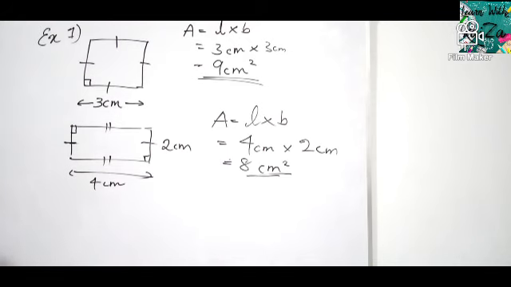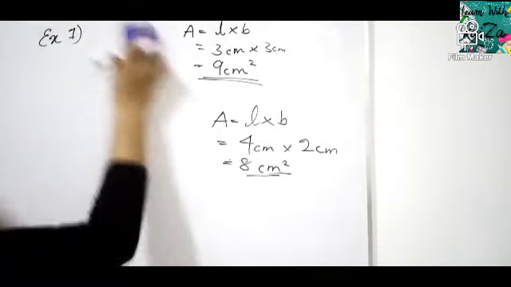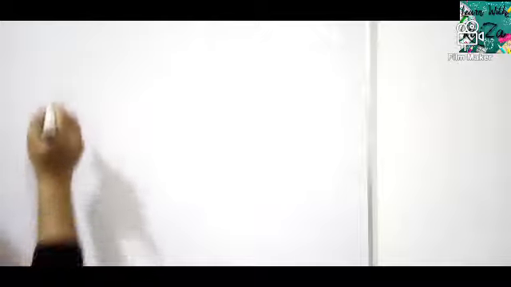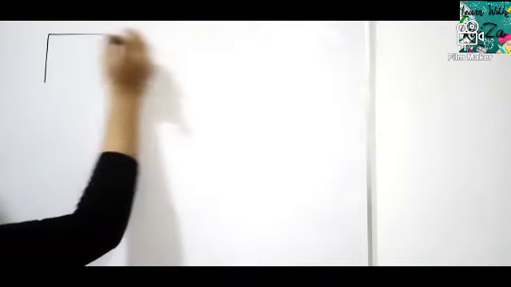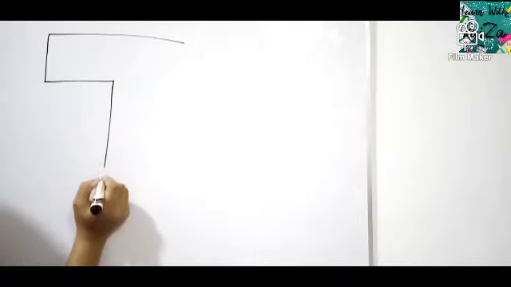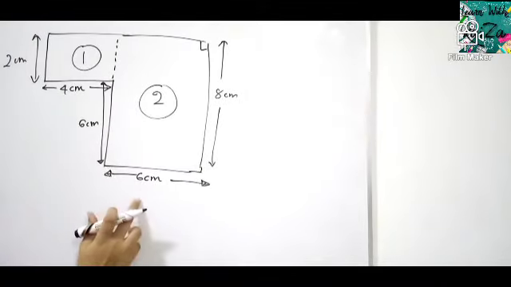Okay, now let's move into area of these composite figures. Composite figures means figures that are composed of 2 or more plane figures. Composite figures are figures composed of 2 or more plane figures. Now I just draw a composite figure. So now let's consider this composite figure. Why do I call this a composite figure?